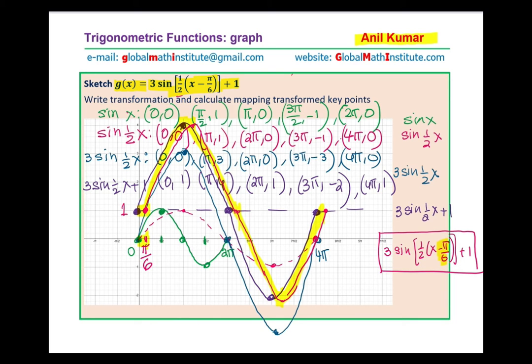pi by 6 more than 4 pi, correct? Pi by 6 more than 4 pi, which basically means 4 pi plus pi by 6. 6 times 4 is 24. So this point here is 25 pi by 6. Makes sense. So that becomes your new domain for one cycle, right? You can actually repeat this cycle and get your function. Is that clear to you?